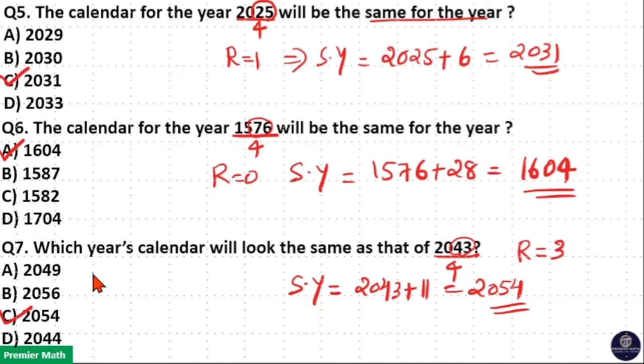In the same way, if you have to find the same calendar year for 2042, just add 11 to it. That is, the 2053 calendar and the 2042 calendar are the same, because when you divide 2042 by 4, the remainder is 2 here. When the remainder is 2, add 11 to the given year.